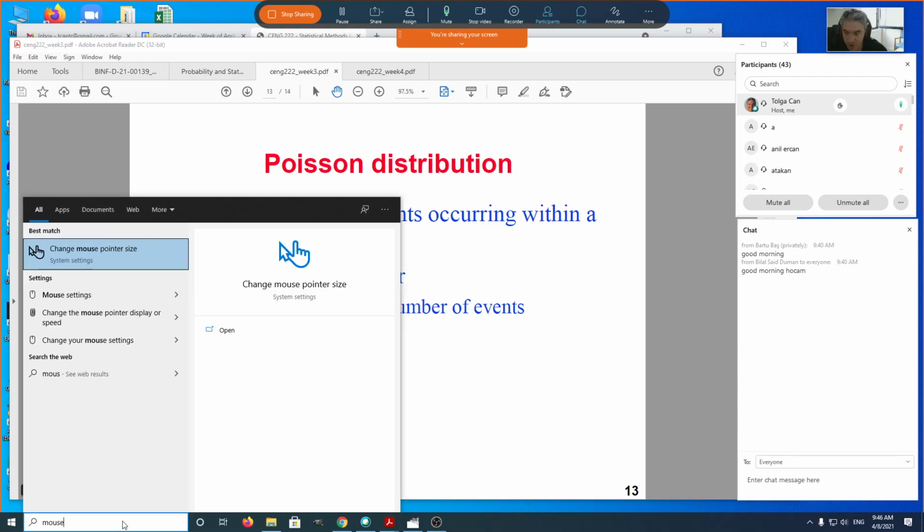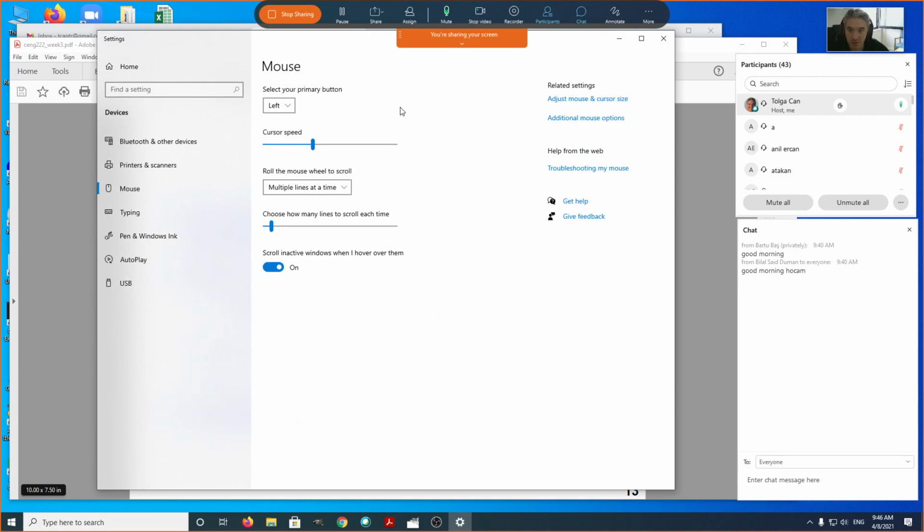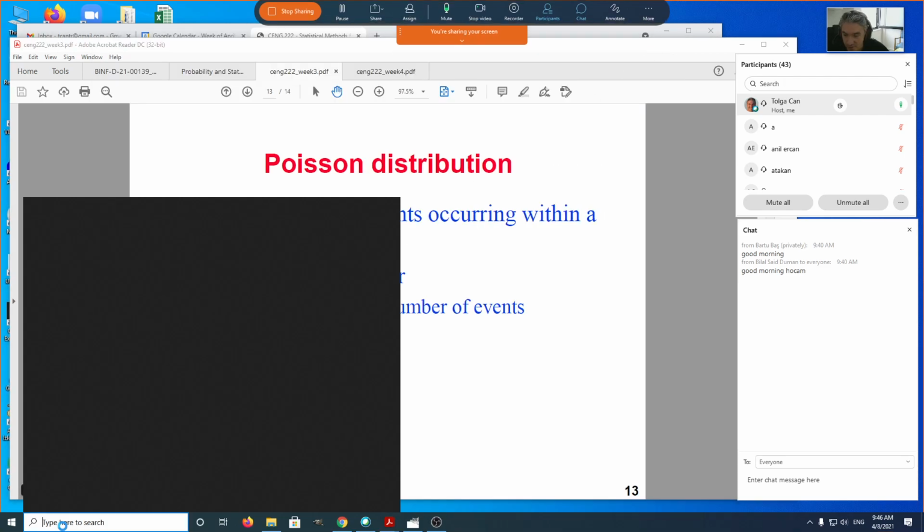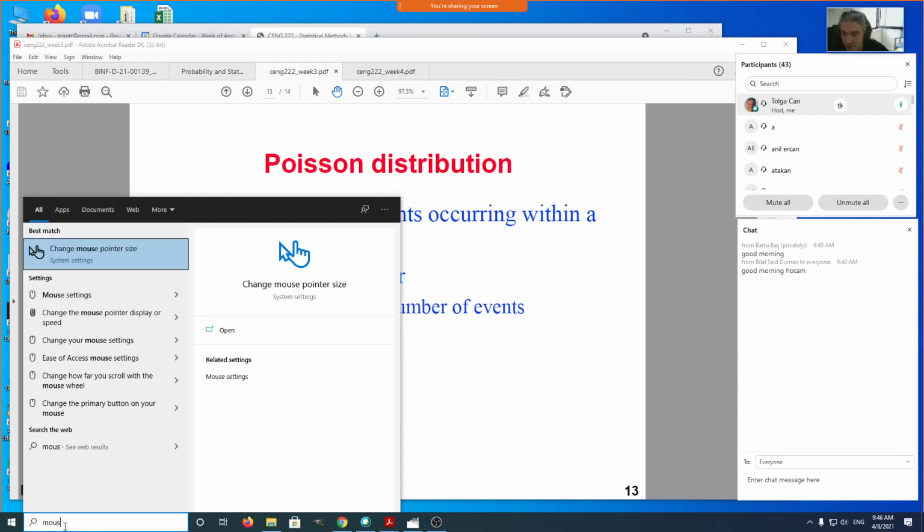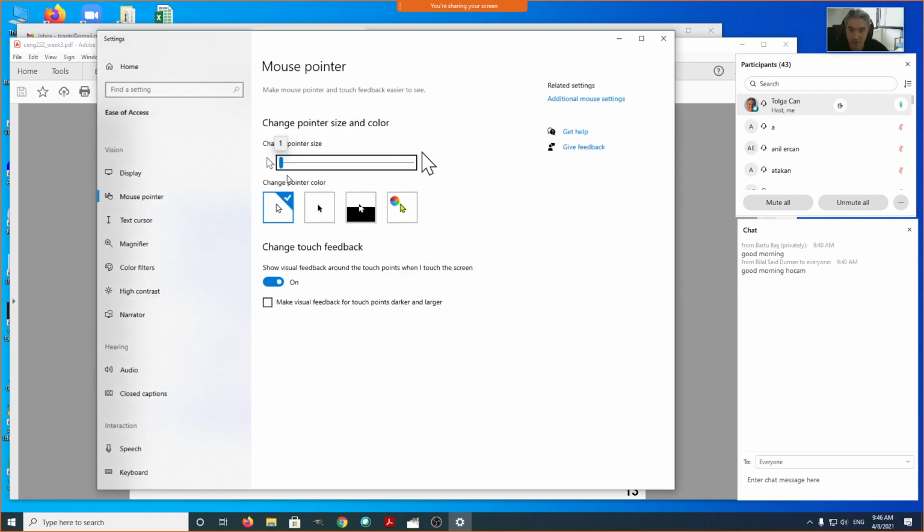Let me also change the mouse size. Mouse, yeah, mouse size. So let me make it 4.